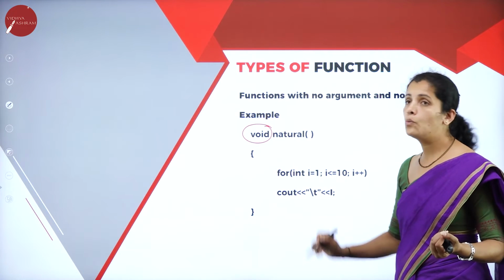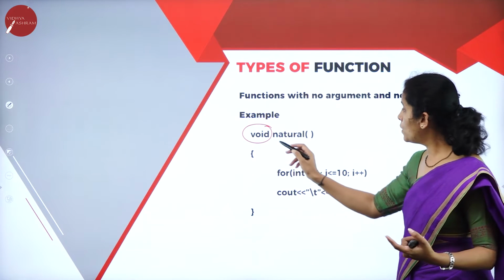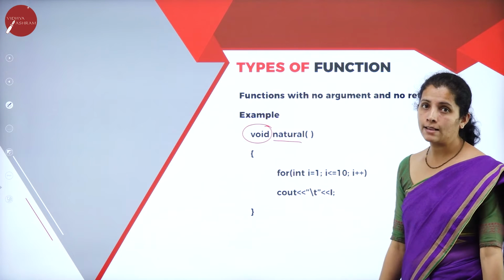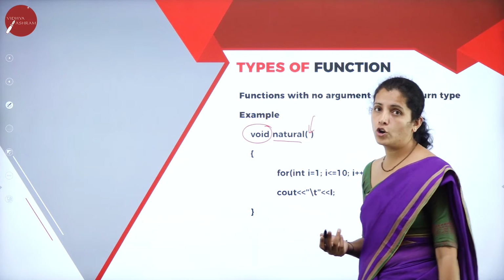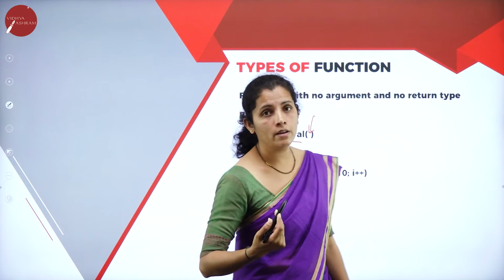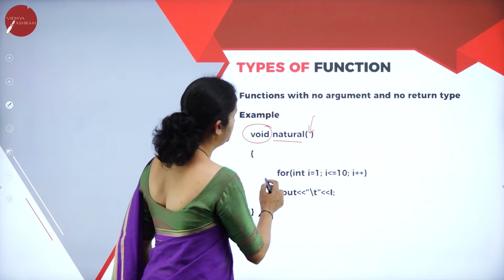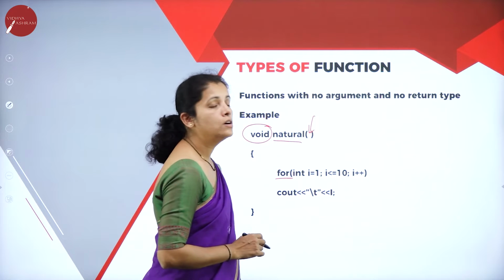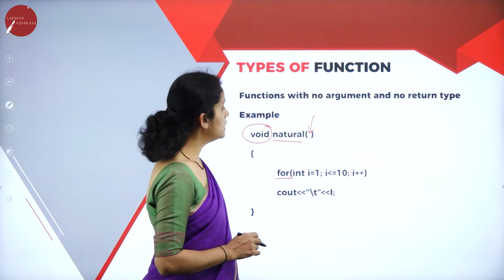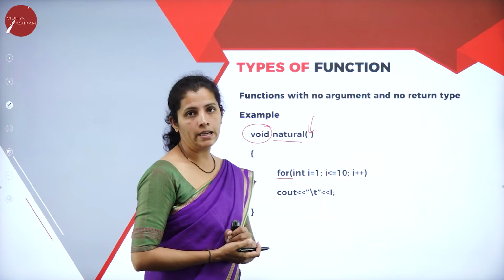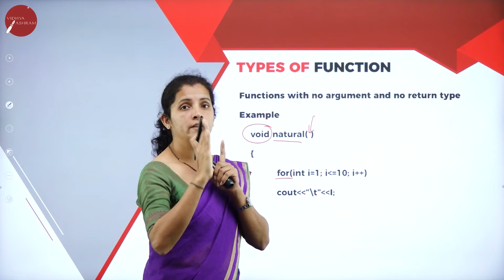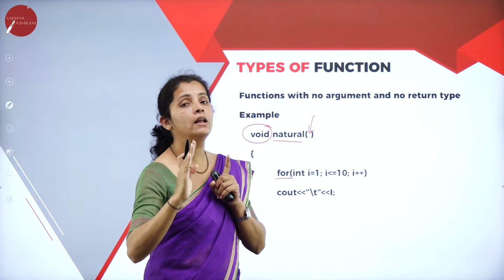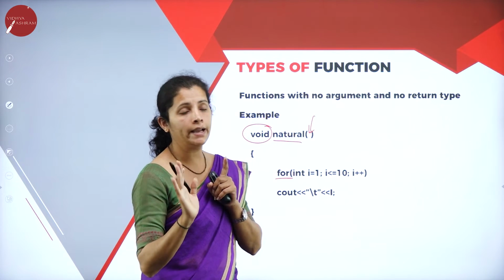So the return value is void. And what is my function name? Natural. And it does not receive any arguments from the calling program. So I want to display the natural numbers up to 10. So I want to start from 1, then 2, 3, 4, 5, 6, 7, 8, 9 and 10.